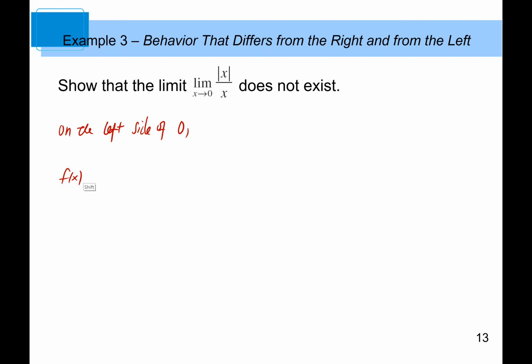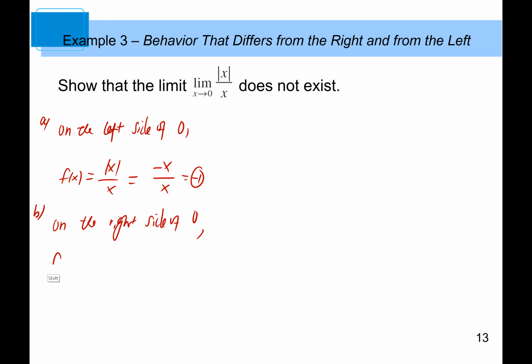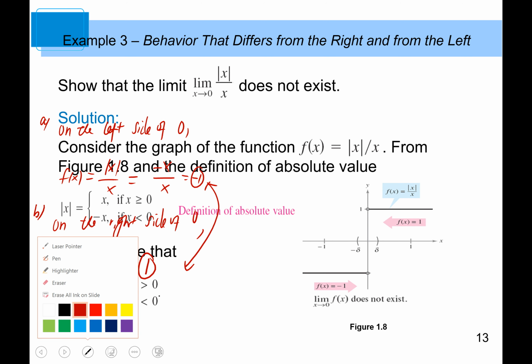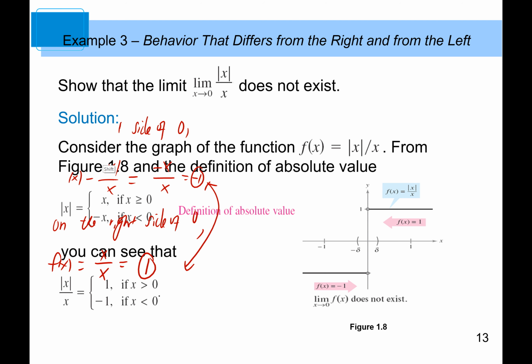our function f of x is going to be equal to, since on the left-hand side of 0 x is negative, so get rid of the absolute value, you get x divided by x, you get -1. Okay, on the right-hand side of 0, x is positive, so get rid of the absolute value, you get x over x is 1. As you can see, these two numbers are not equal to each other, so algebraically speaking, the limit does not exist. But let's take a look at the detailed solution of why this limit does not exist.